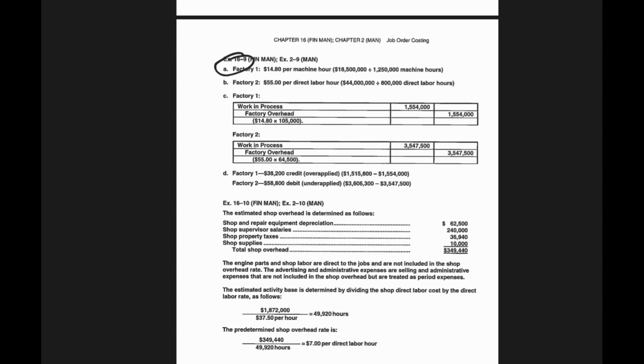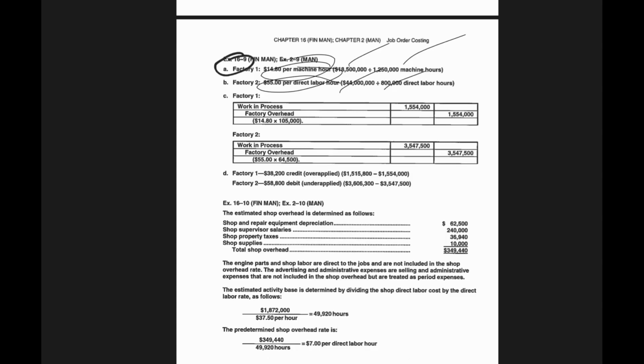There are 1,250,000 estimated machine hours. Our total factory overhead is 18.5 million divided by the machine hours. This is our machine hour overhead rate. Factory 2 is based on direct labor hours. Again, our total estimated overhead is 44 million, and it's based on 800,000 direct labor hours. So factory 2 is based on $55 per direct labor hour.